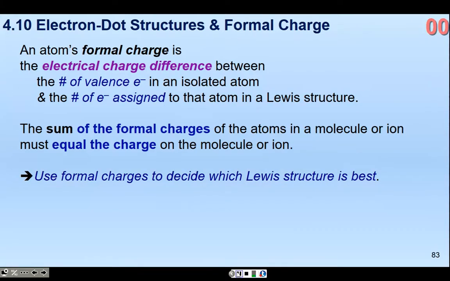So the goal of these is to use them to predict and explain preferred and better choices of Lewis structures for a compound and for the atoms in a molecule or an ion. The sum of the formal charges of those atoms in a molecule or an ion has to equal the charge on that molecule or ion, and we'll use these to decide which Lewis structure is best for a particular compound.